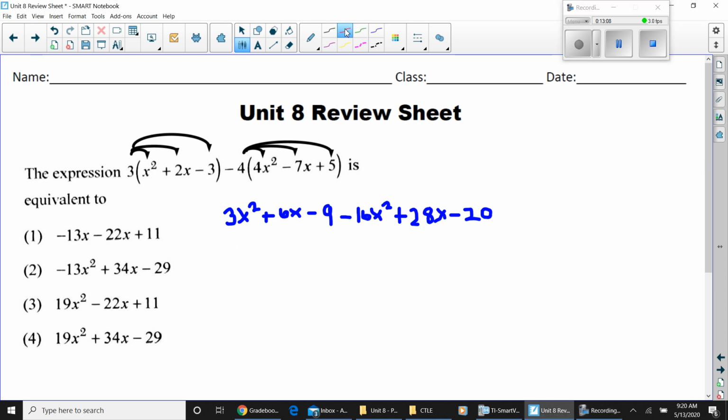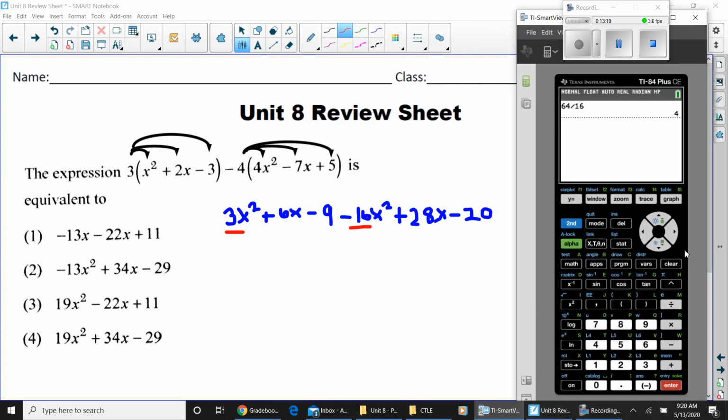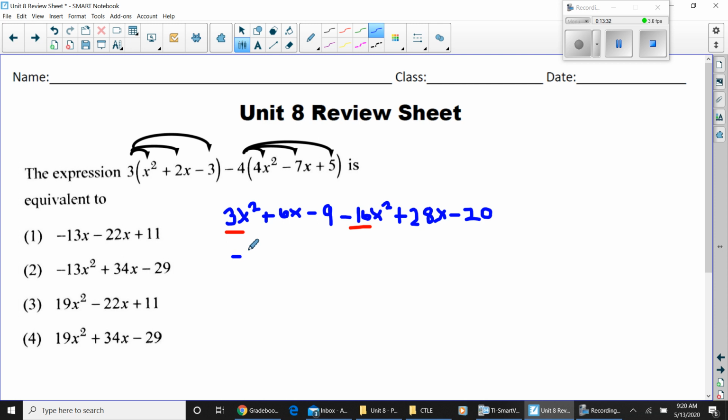Now it is time to combine like terms, and you have 3x squared minus 16x squared. Just remember, when you have your calculator, just use it. You have 3 minus 16. Remember, just put it in exactly the way, and it is negative 13. So just remember, negative 13, use that calculator, x squared. Remember to put that x squared after. Right? So now I am going to cancel out the x squareds, and I'm going to look for the x's.